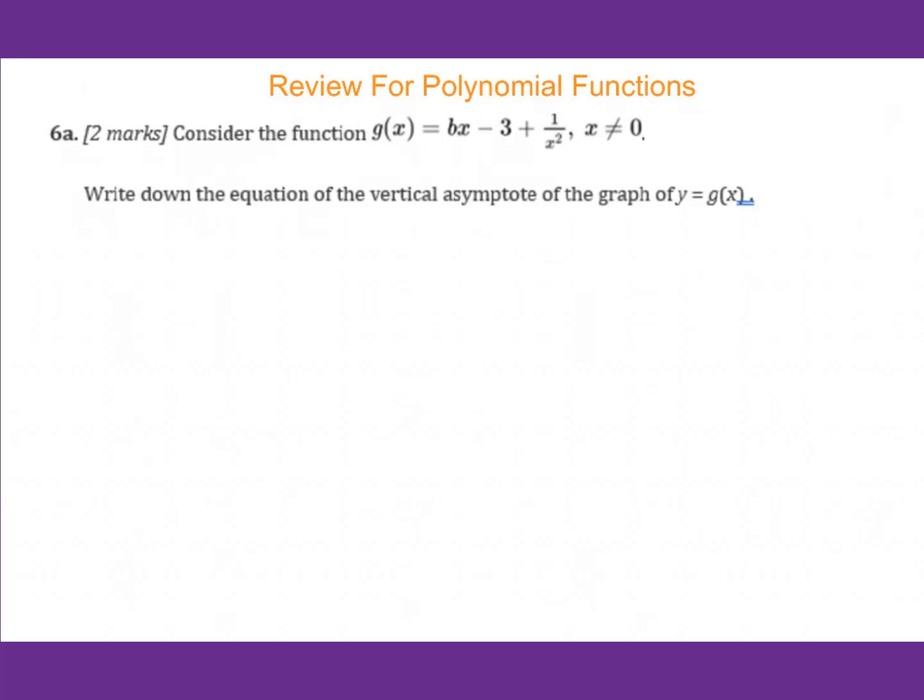Today's video is about review for polynomial functions. 6a. Consider the function g of x equals bx minus 3 plus 1 over x squared, x is not 0. Write down the equation of a vertical asymptote of the graph of y equals g of x.